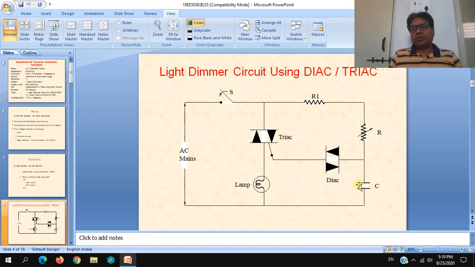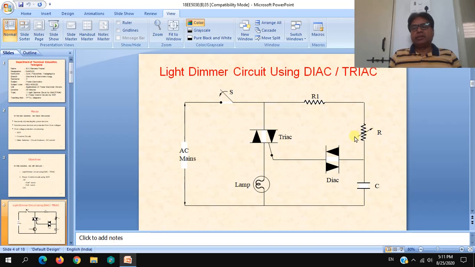So it takes more time. If this R is 0, in less time this capacitor gets charged to the diode breakover voltage. So by adjusting the value of this resistance, the charging times of the capacitor and also the voltage build-up times will be varied. If you want to decrease the firing angle, this resistance should be decreased.